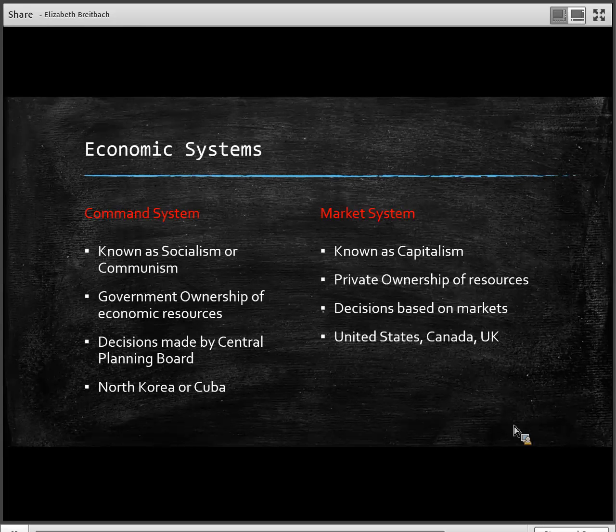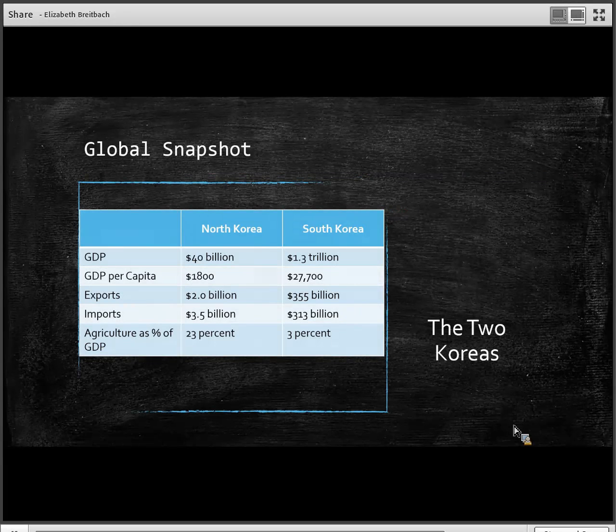about these. And so in our command system, North Korea is an example, and on our market system, we're going to see South Korea takes a market system, a capitalistic approach to their society's problem as they separated from North Korea. This is going to lead to huge differences in their GDP.